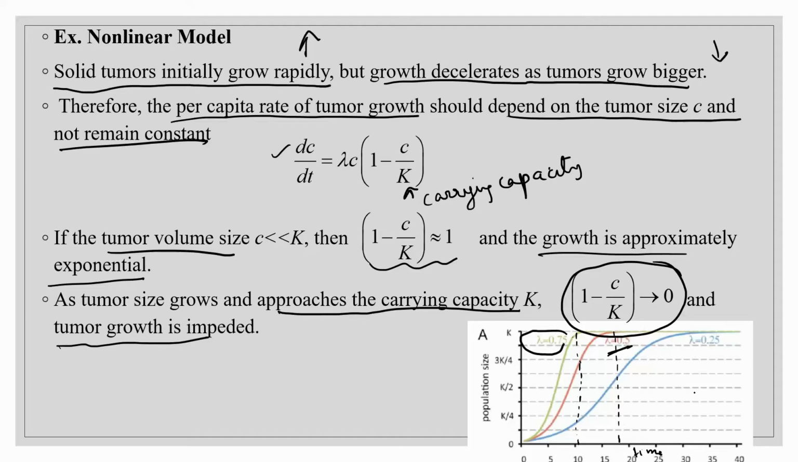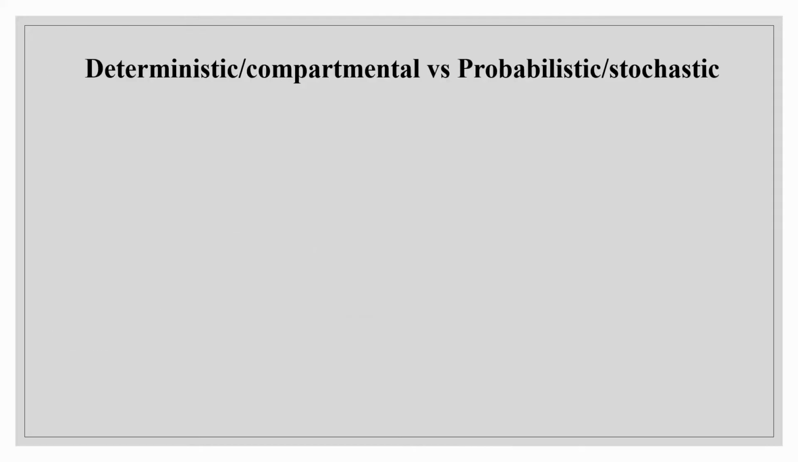And if we can decrease this lambda, you can see that our time for increase in the maximum limit will increase. So this was an example of linear and non-linear.